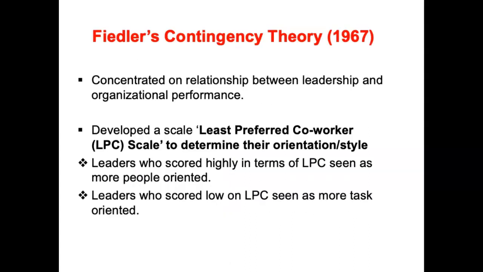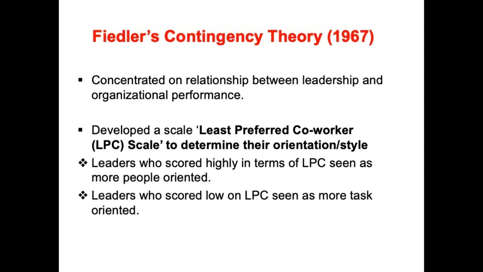So Fred Fiedler's contingency theory developed back in the 60s. As David was talking about, Fiedler was trying to determine the relationship between leader's style and organisational performance. And at the heart of this theory is this scale that was developed, the least preferred co-worker scale. That was designed to determine a group leader's orientation or style, so whether they were more task-oriented or more people relationship oriented.